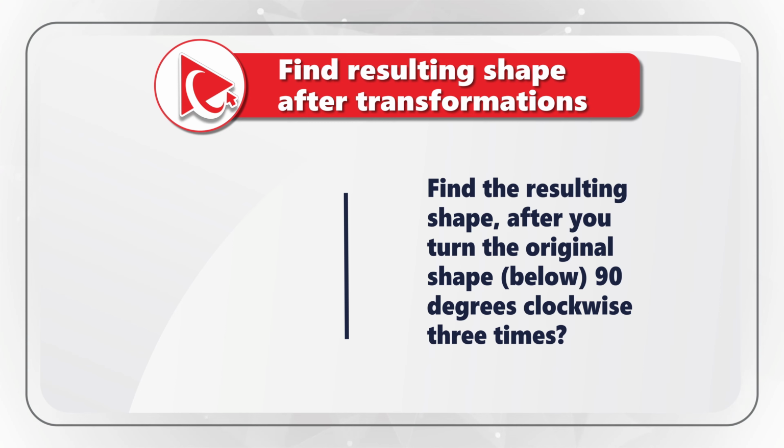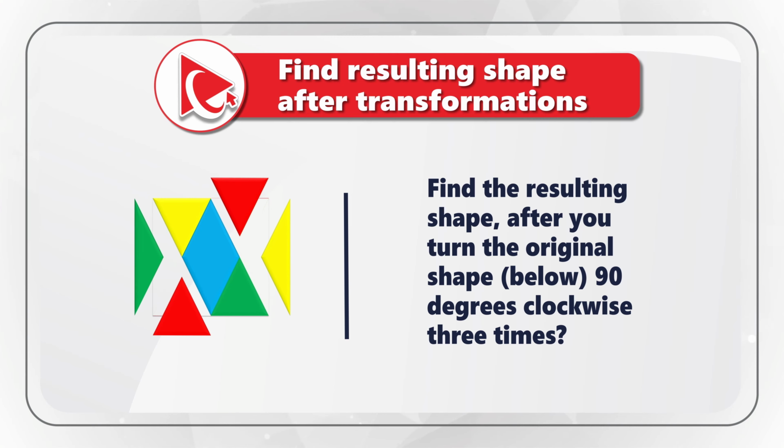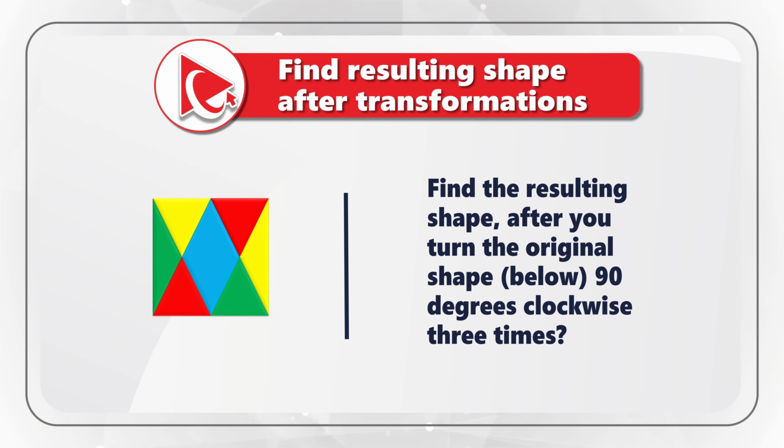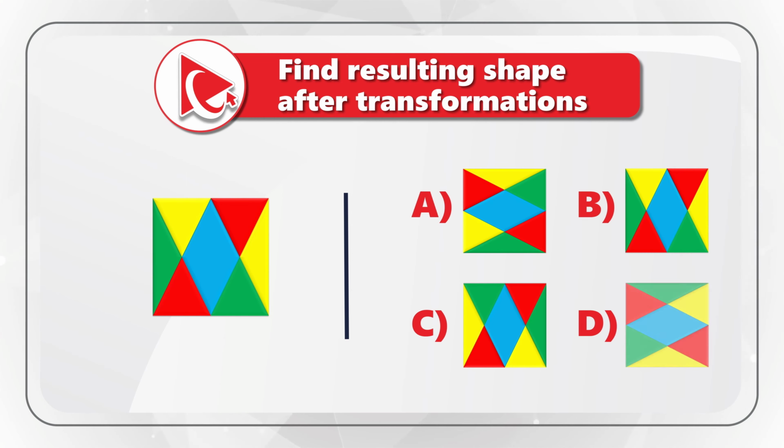You need to find the resulting shape after the transformations. You're presented with the square that consists of different triangles of a different color. And you need to turn the original shape 90-degree clockwise 3 times. You have 4 different choices to select the shape after the transformations. Choice A, B, C, and D.